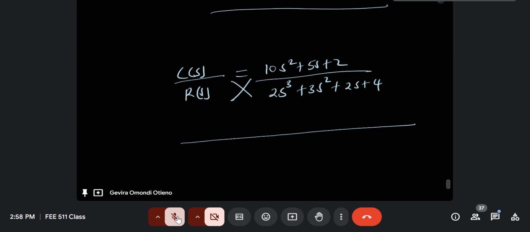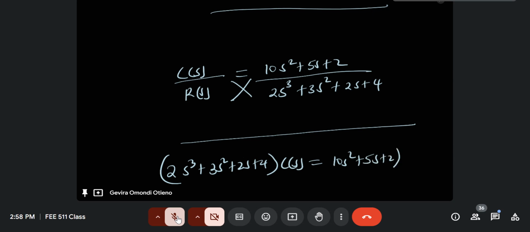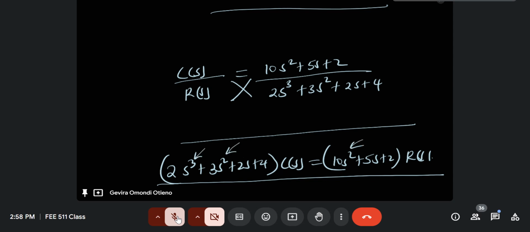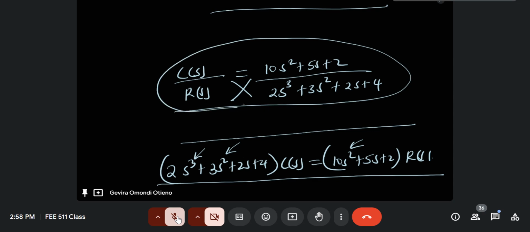So if you cross multiply this system, you'll see that now you have 2S cubed plus 3S squared plus 2S plus 4 of C of S equals 10S squared plus 5S plus 2 of R of S. So this is what I say, the system is now linear, not in the sense of the systems here, because this cannot be a linear system, but we have made the equation linear for us. We are having only one line of equation rather than having this format, because manipulation using this can be a little tedious.